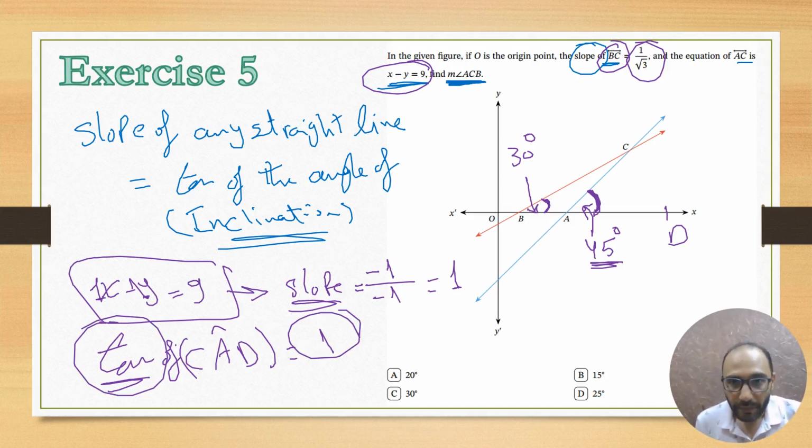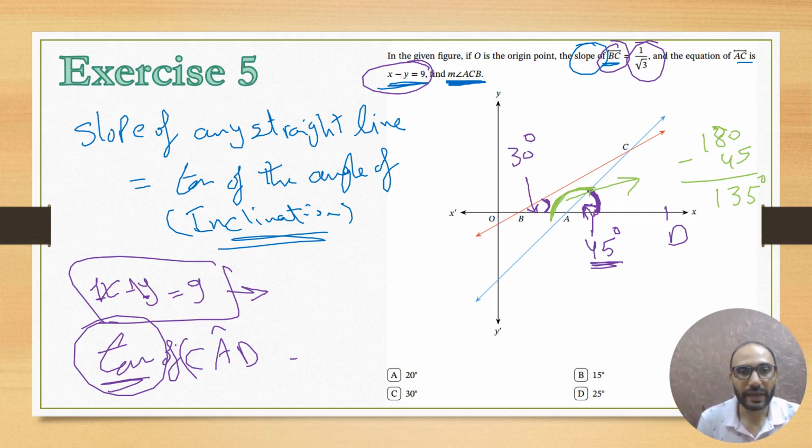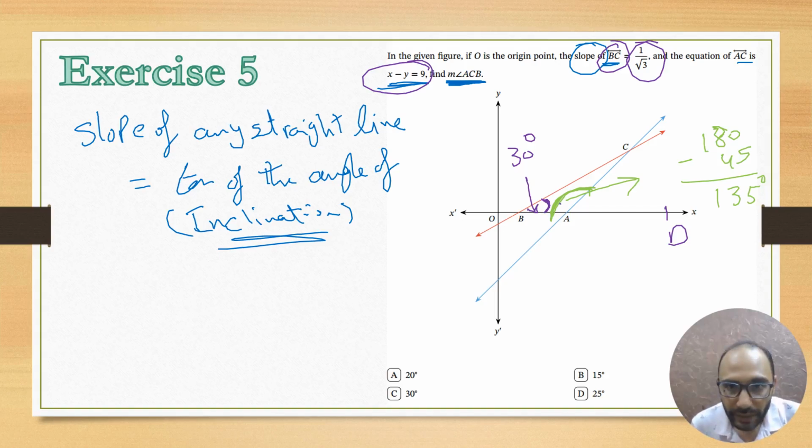And from the measure of this angle, 45, you can easily find the supplementary one inside the triangle. Okay, using 180 minus 45, it is going to be 135 degrees. So forget this, because we want to find the angle inside the triangle, not the angle of inclination that lies outside the triangle. We don't need this one. We need this one in green, which is 135.